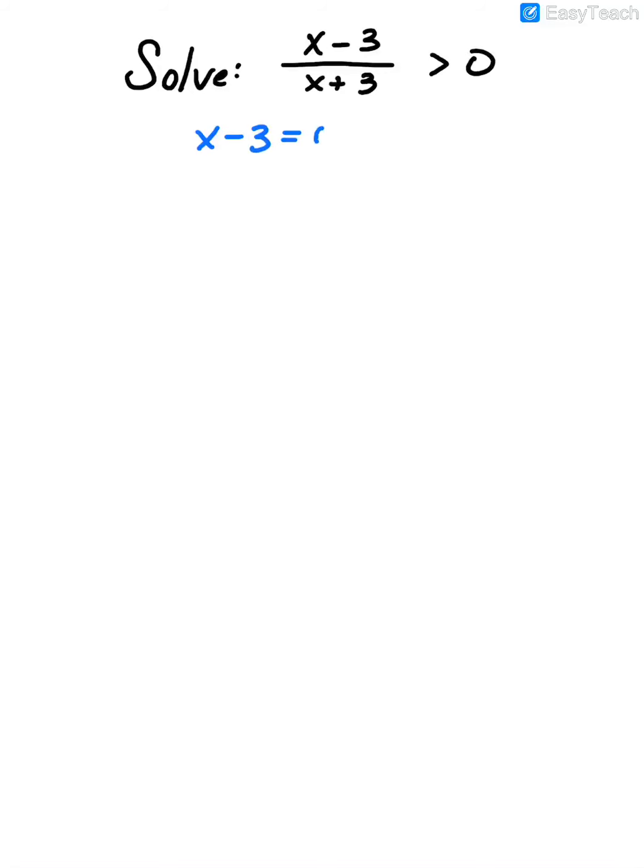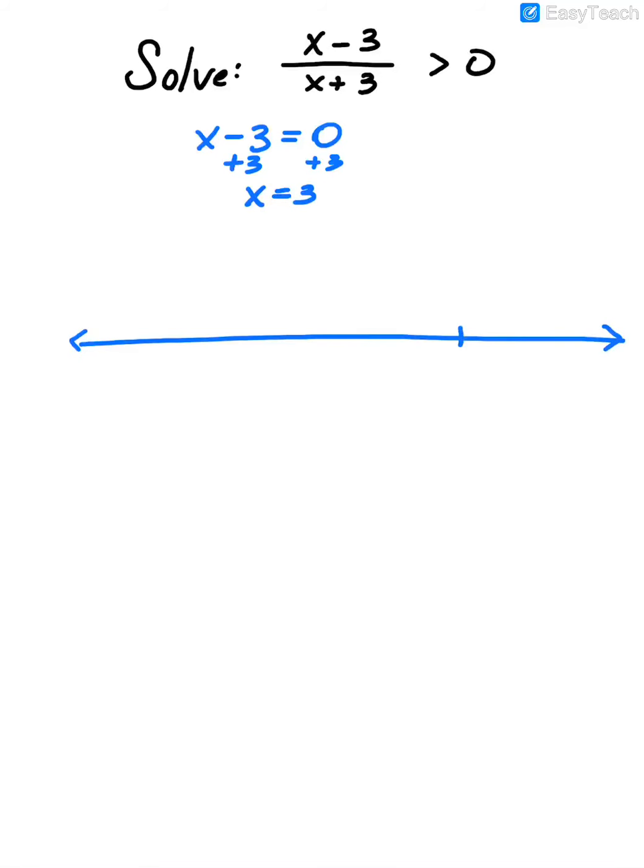So if I take the top and I set it equal to 0, then we know there will be a partition where x is equal to 3. And then also any value that would make the rational inequality undefined. We know that fractions are undefined when they have zeros in their denominator. So if we also set the bottom equal to 0, that will also give us a partition on our graph. So we also have -3. Notice the graph is split into 3 different intervals.